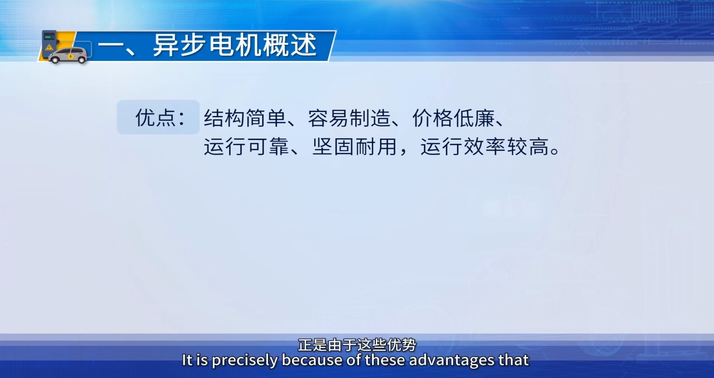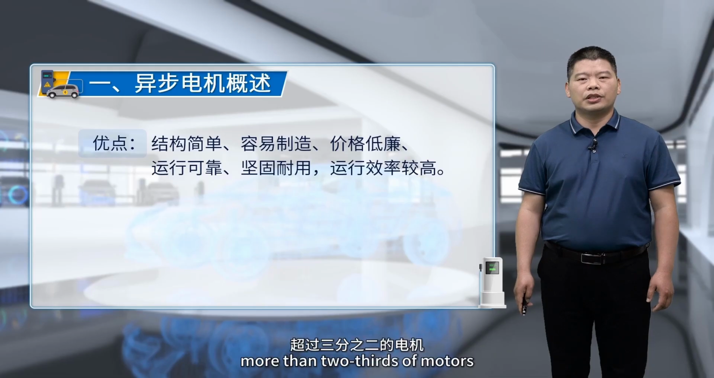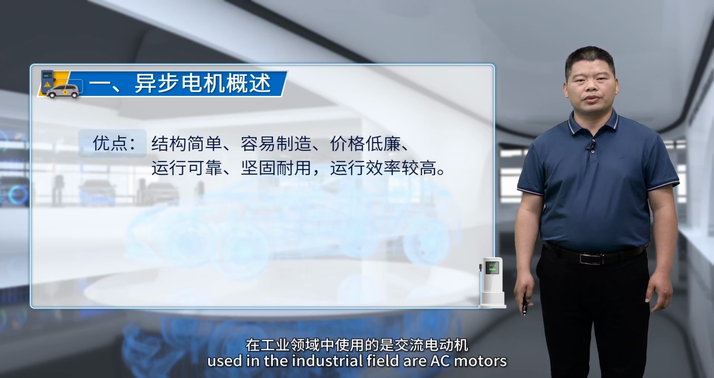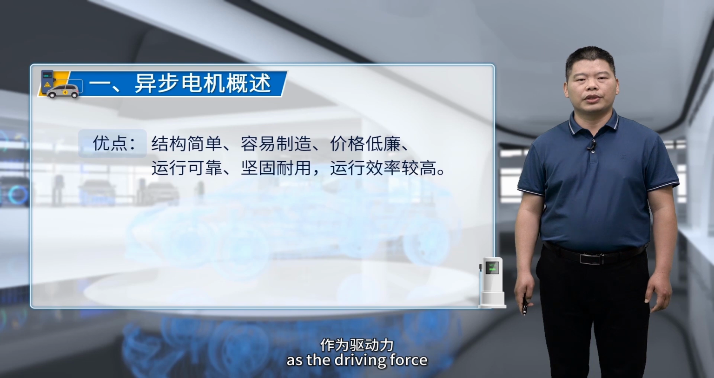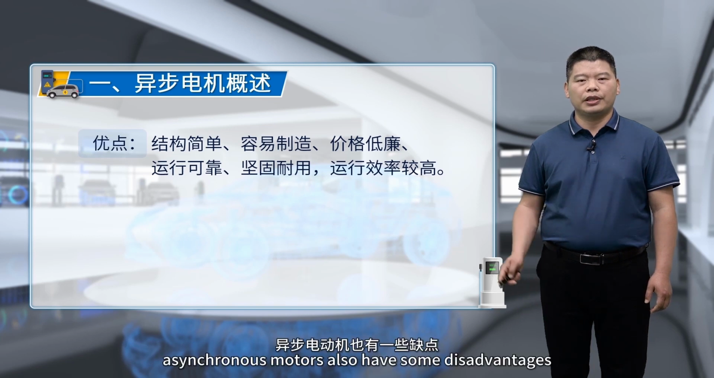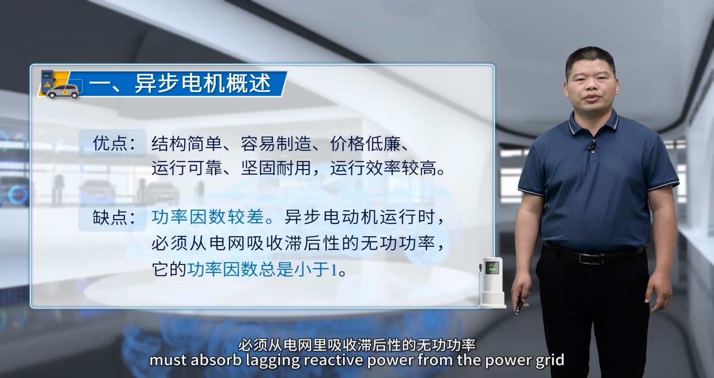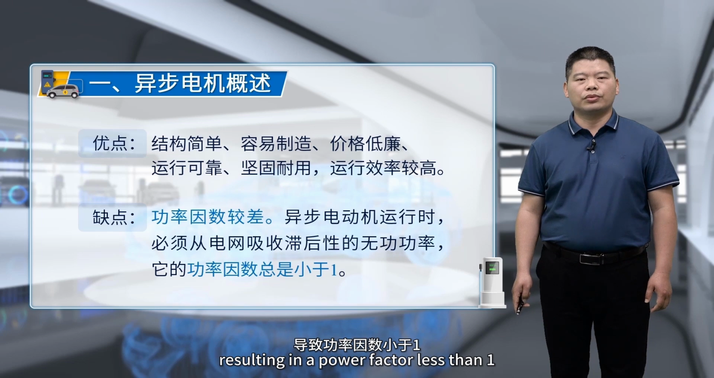It is precisely because of these advantages that more than 2/3 of motors used in the industrial field are AC motors as the driving force. Of course, asynchronous motors also have some disadvantages, such as poor power factor. When operating, asynchronous motors must absorb lagging reactive power from the power grid, resulting in a power factor less than 1.